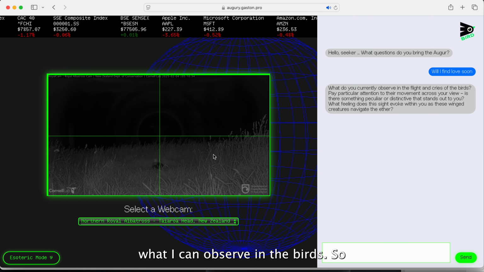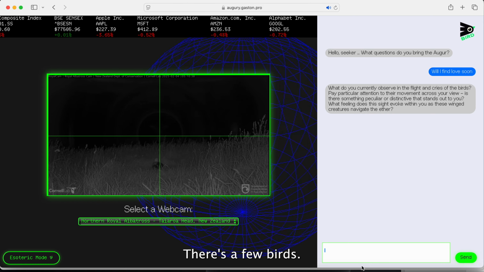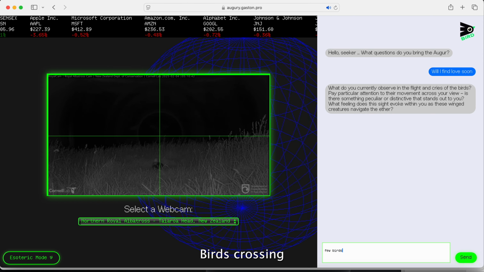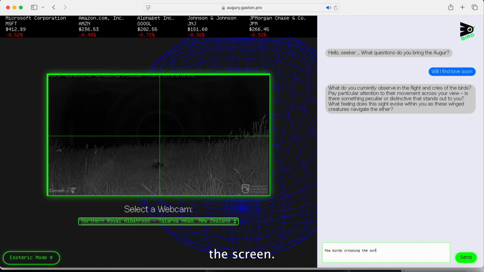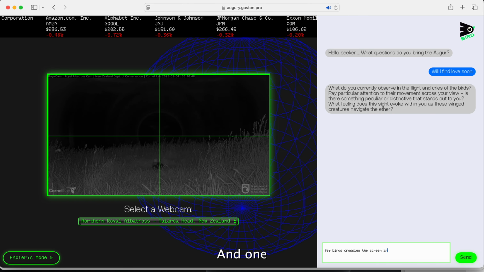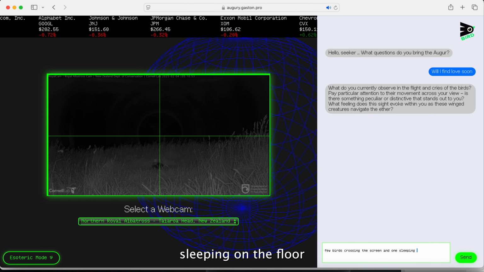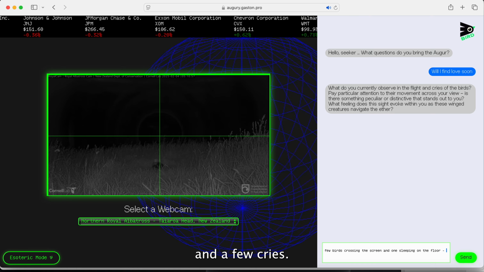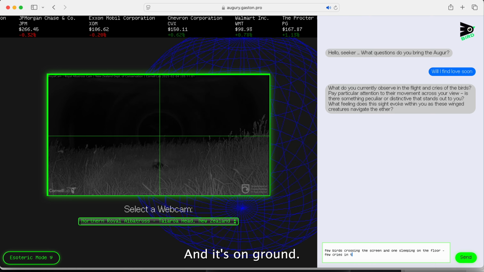So as you can see on the webcam, there's not a lot. There's a few birds crossing the screen, and one sleeping on the floor, and a few cries in the background.